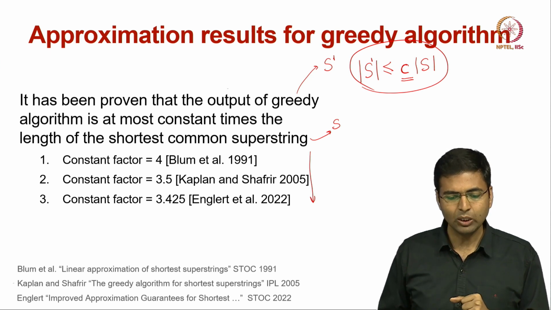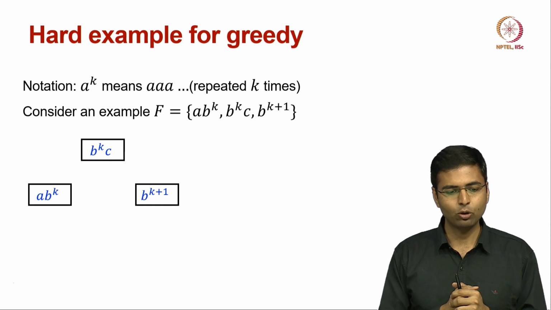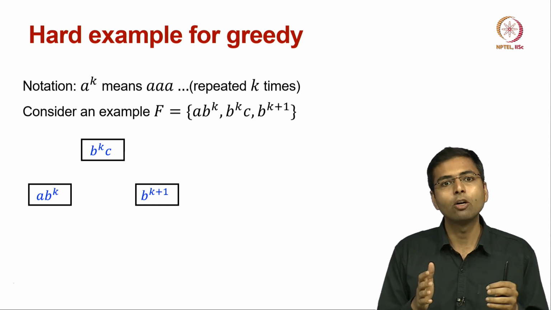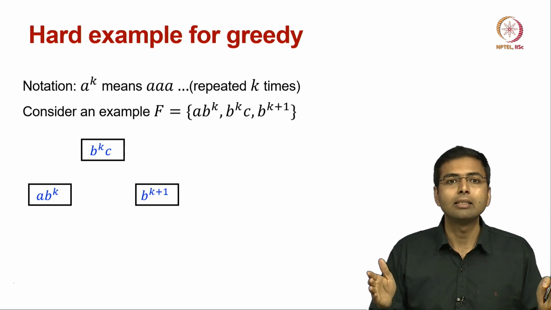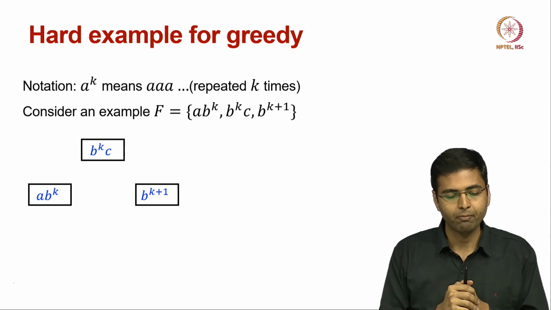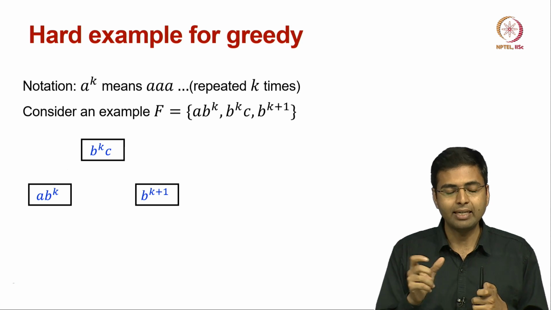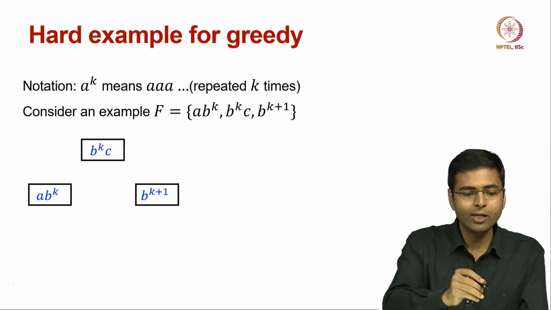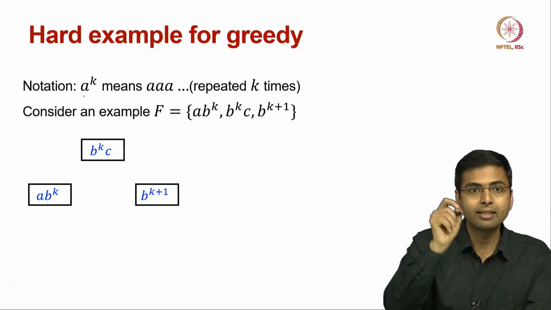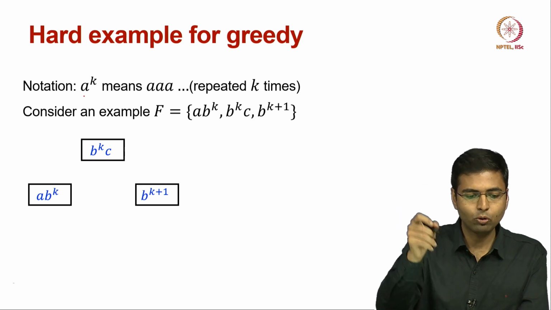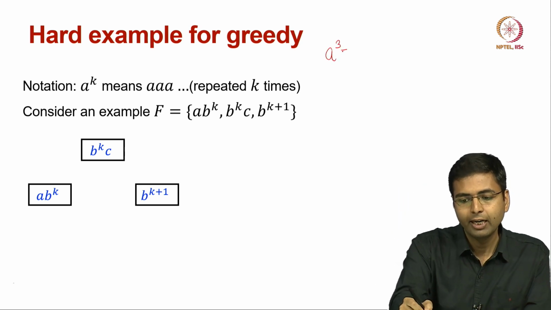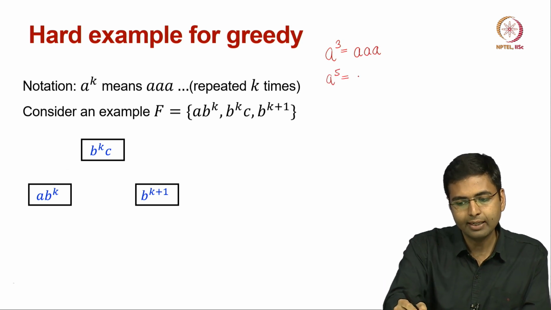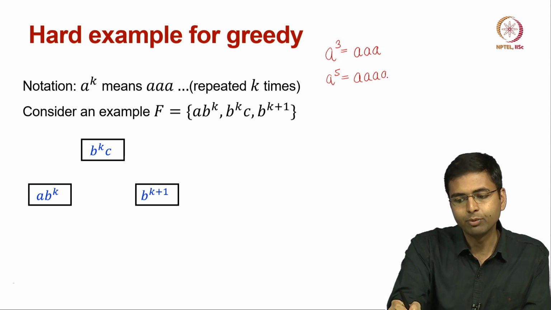Now, let us look at a bad example for greedy, right. What is a hard example for greedy algorithm where the output of greedy algorithm is significantly longer than the shortest common superstring? So, let us consider such an example. As a notation, let me denote a character raised to a power integer. So, for example, a raised to power 3 indicates character A repeated 3 times. Similarly, a raised to power 5 indicates character A repeated 5 times.